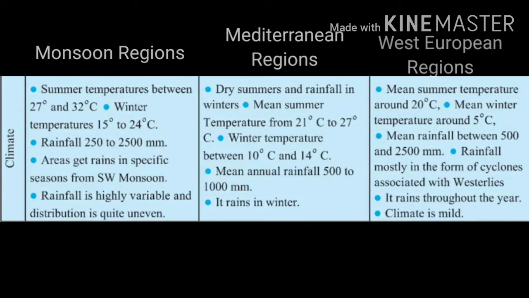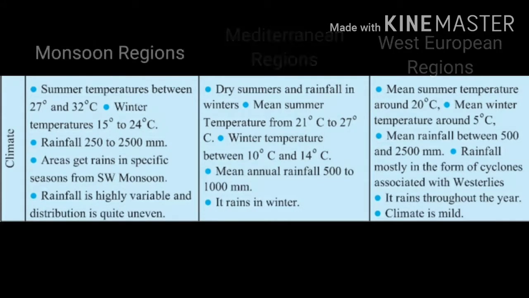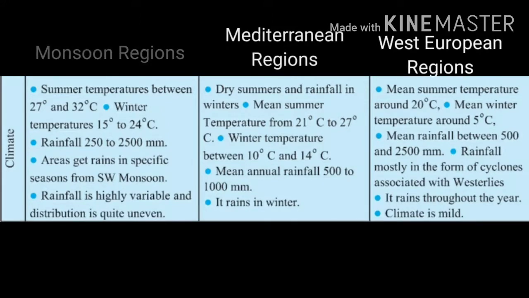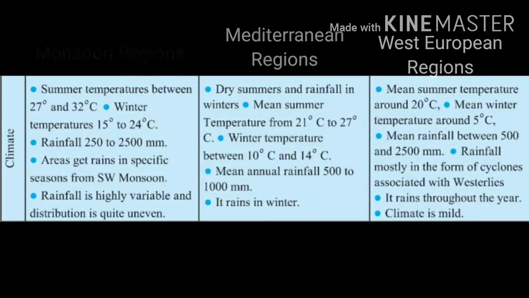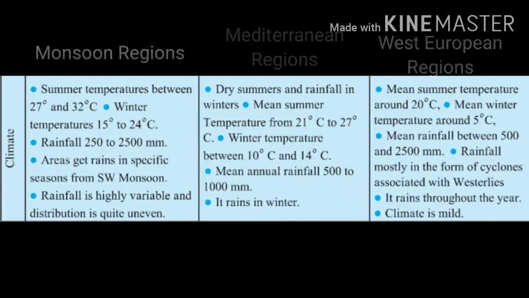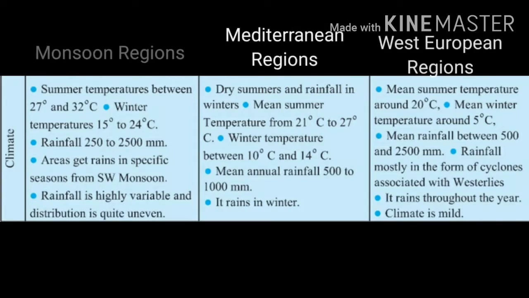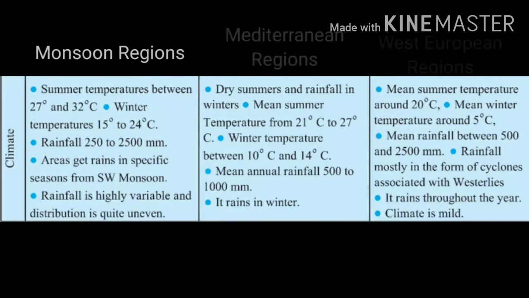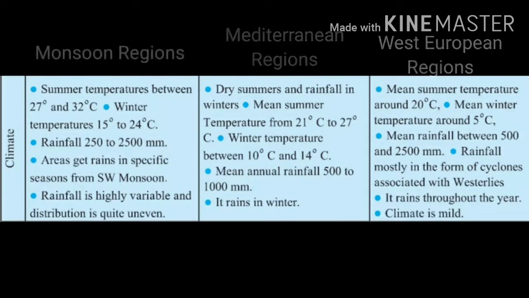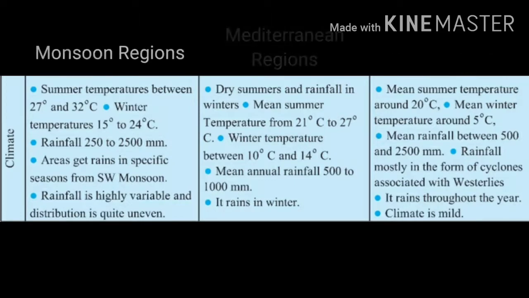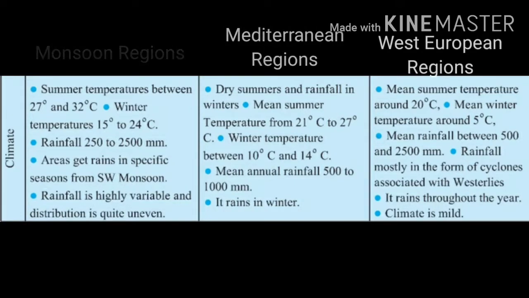Then we'll see the climate of the Mediterranean region. Dry summers and rainfall in winter. Mean summer temperature from 21 degrees Celsius to 27 degrees Celsius. Winter temperature between 10 degrees Celsius and 14 degrees Celsius. Mean annual rainfall 500 to 1000 mm. It rains in winter.